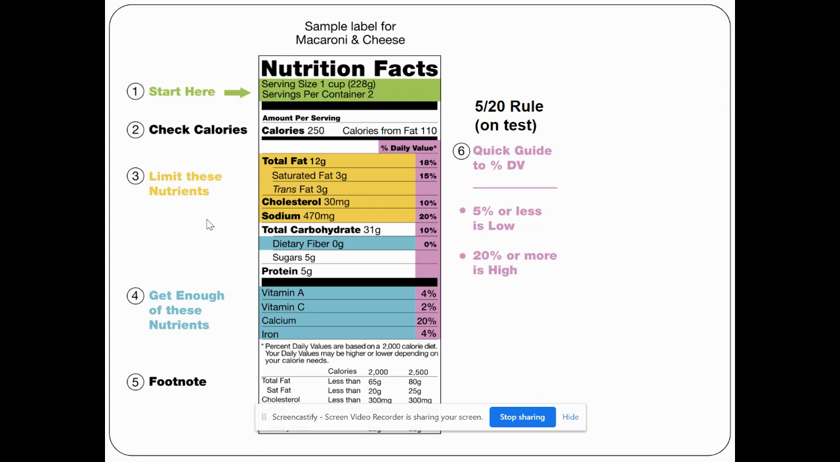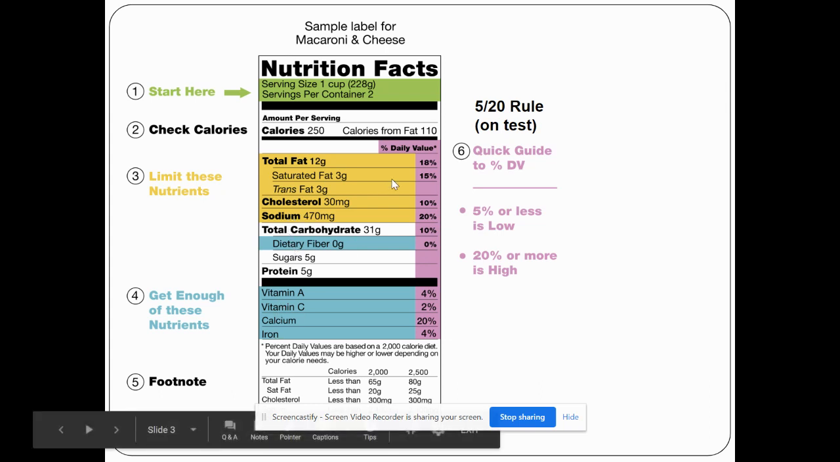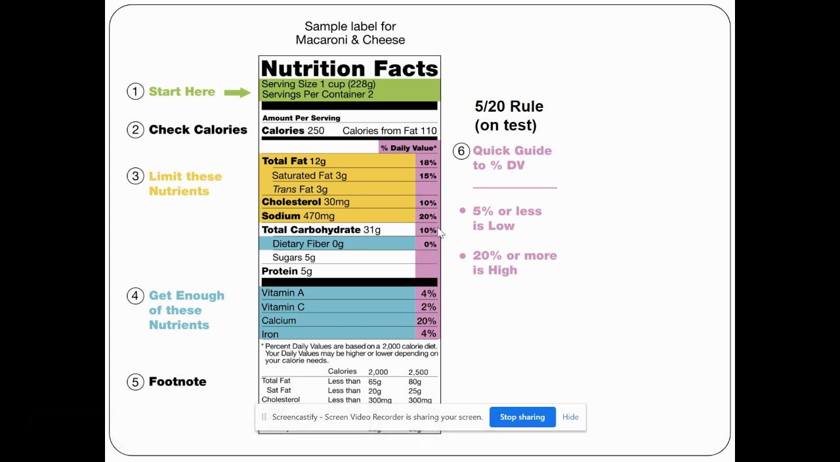You're going to want to limit these nutrients, so fat, cholesterol, and sodium, and get a lot of these nutrients, fiber, vitamins, and minerals. Over here, we have the 5-20 rule, and so I'm going to explain that in a little bit.